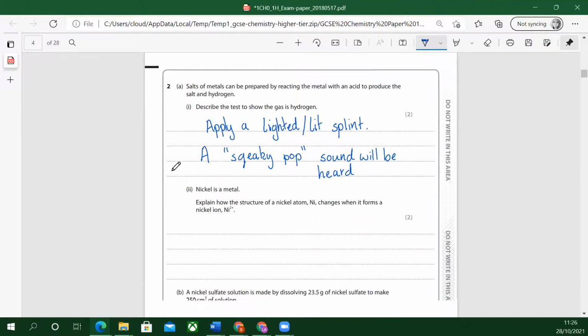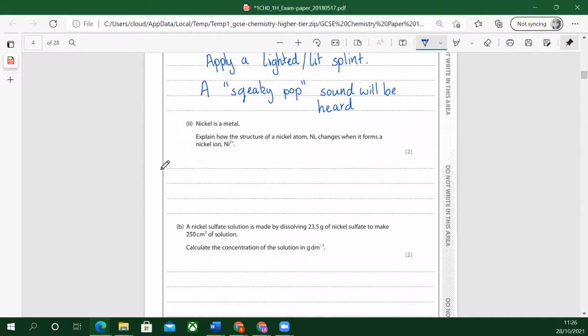Okay, next one. Nickel is a metal. So we saw that earlier, didn't we, about the periodic table, nickel. Explain how the structure of a nickel atom, Ni, so that's the symbol for nickel, changes when it forms a nickel ion, Ni2+. So let's think about that first of all. The nickel atom is neutral, first of all. So all atoms are neutral. So nickel atoms are neutral because they've got the same number of protons as electrons. So protons are positively charged and electrons are negatively charged. So if they have the same numbers, overall, they have zero charge.